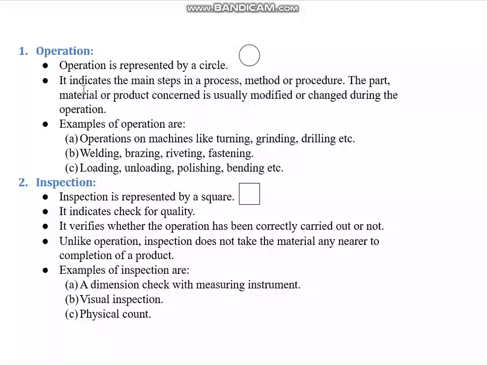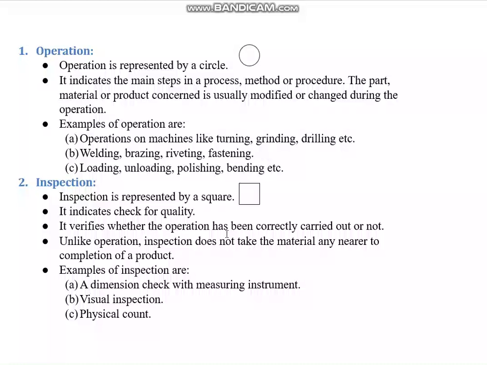No, these are all coming under operations. Okay, now inspection, second one. So for inspection, the symbol used is a square. Okay, why do we do inspection? Inspection is for quality. It is a quality check. It verifies whether the operation has been correctly carried out or not.